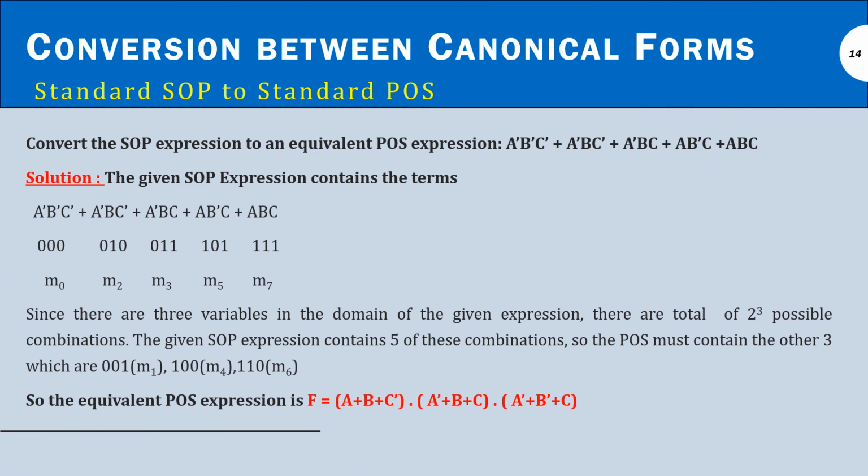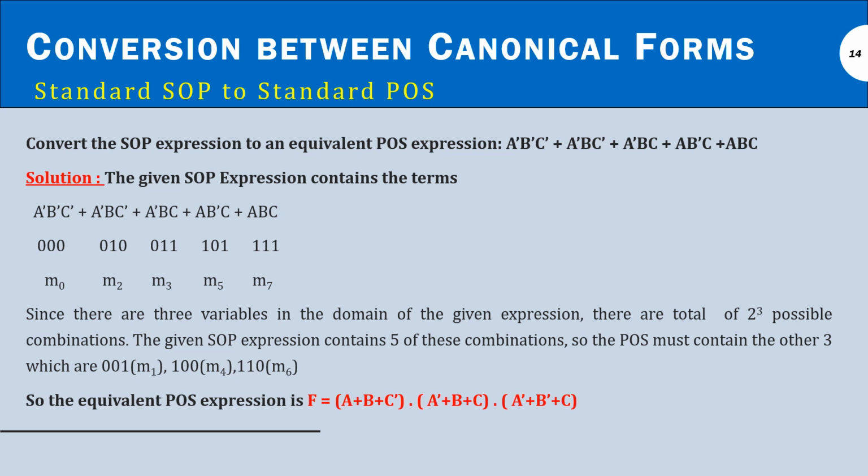Okay, now let's look at an example. We are given with an SOP expression. We need to find its equivalent POS expression. Okay, so the given SOP expression contains the terms A bar B bar C bar plus A bar B C bar plus A bar B C plus A B bar C plus A B C.